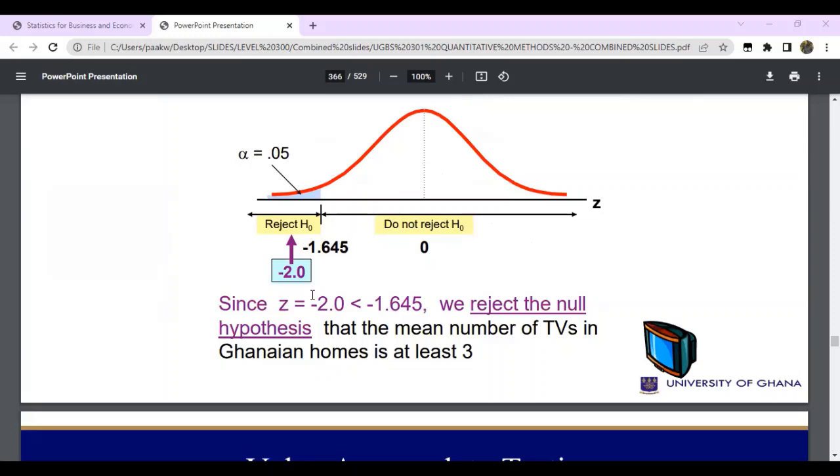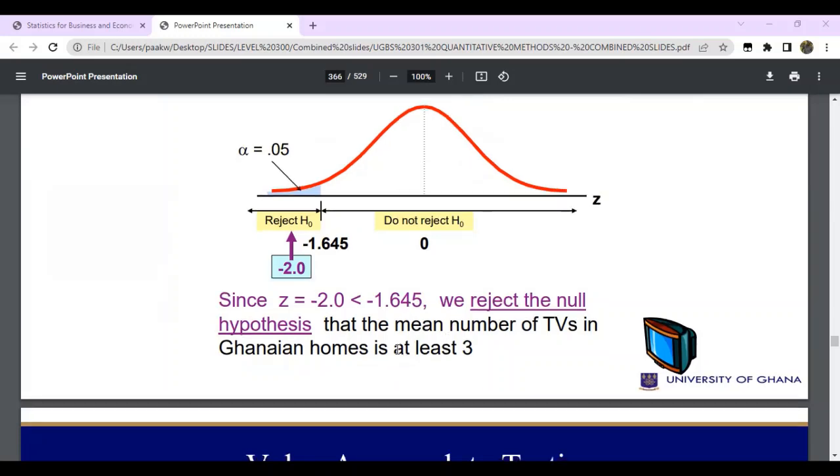We reject the null hypothesis that the mean number of TVs in the Ghanaian home is at least 3. So the conclusion will be that the mean number of TV sets in Ghanaian homes is less than 3, because we are going to reject the null or the H naught. You get it. Let's move on.